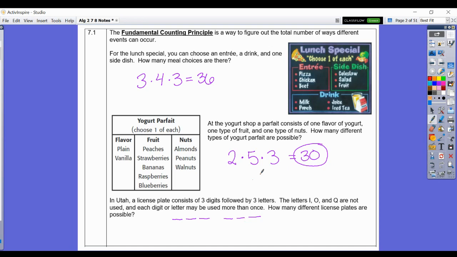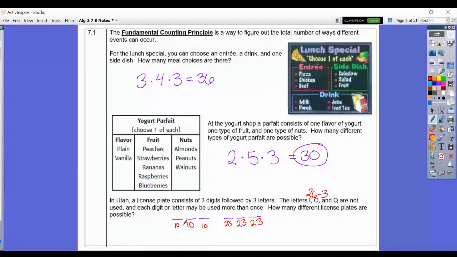So the first is 3 digits. Digits are the numbers 0 through 9. So there's 10 options. And we may use them again. So I could have like 1, 1, 1, 2, 2, 2. So I have 10 options for the first spot, 10 options for the second spot, 10 options for the third spot. And then we're following up with 3 letters. So each one of these is a letter, but they do not include these 3. So there's 26 letters in the alphabet minus these 3. So there are 23 options for each of these spots.